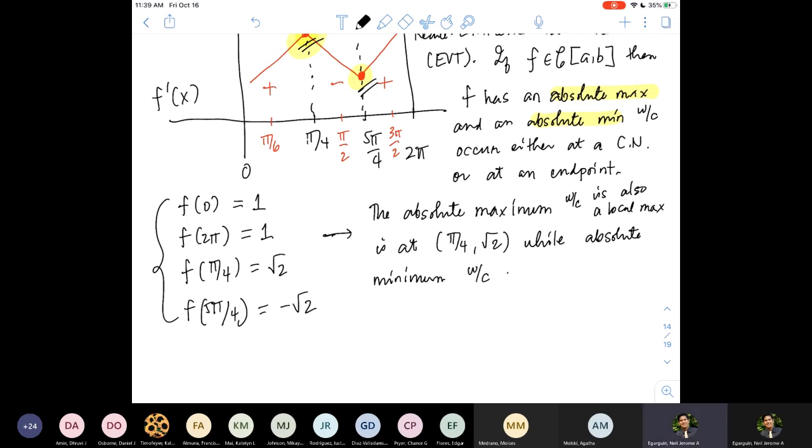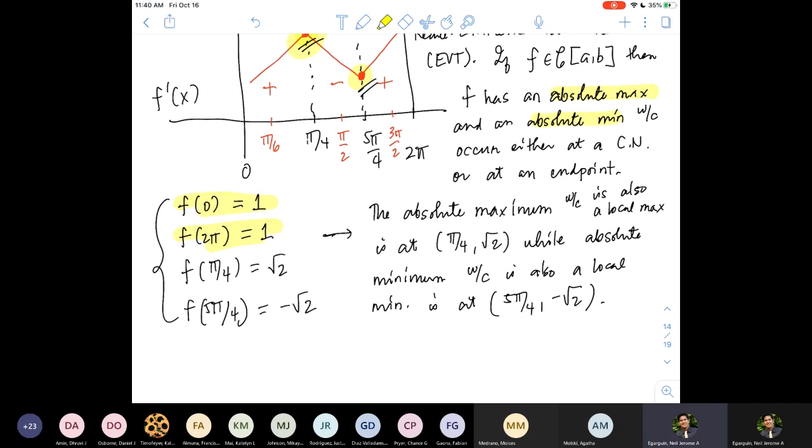And it is also a local minimum at 5 pi over 4 comma negative square root of 2. All right. And since the endpoints gave us neither the highest nor the lowest function values, then there would be no conclusions for them.